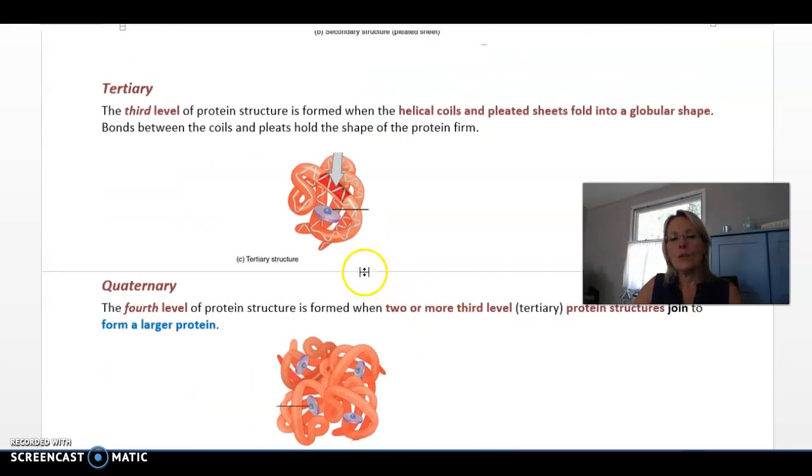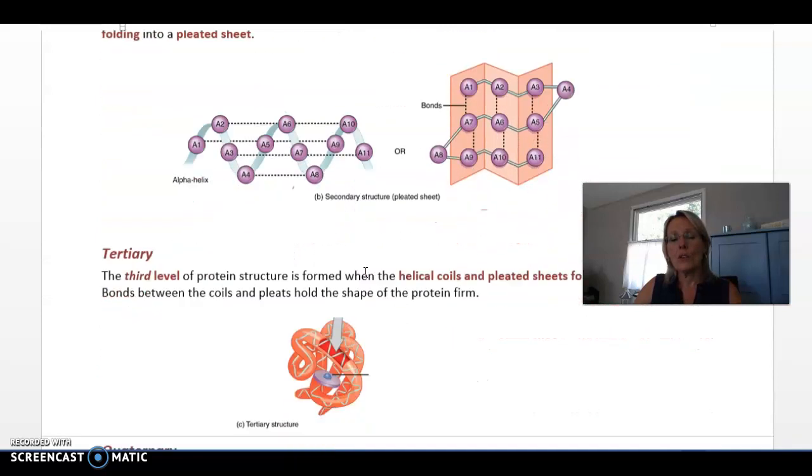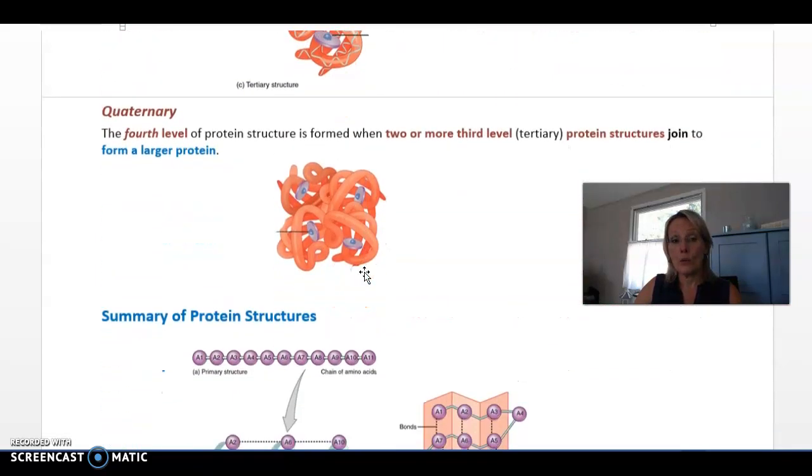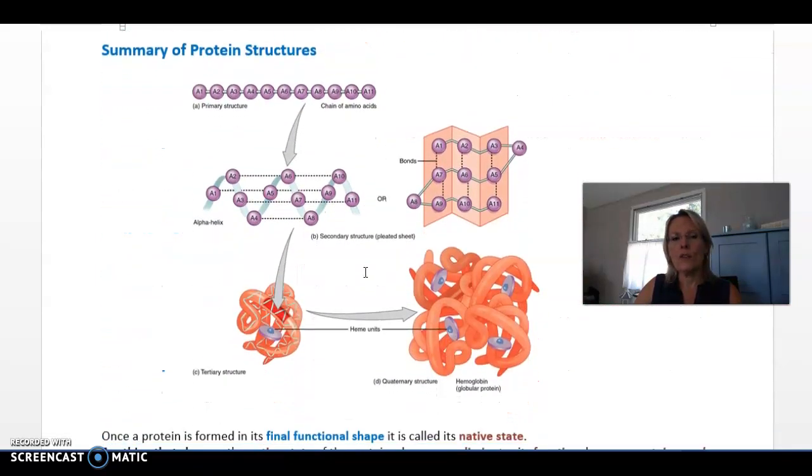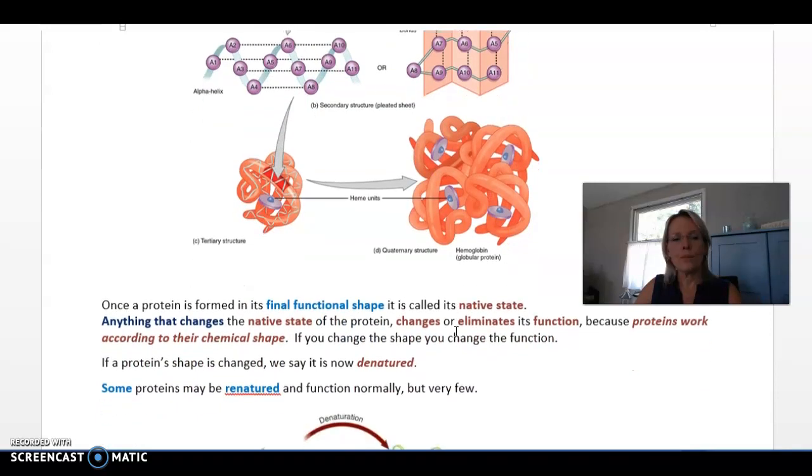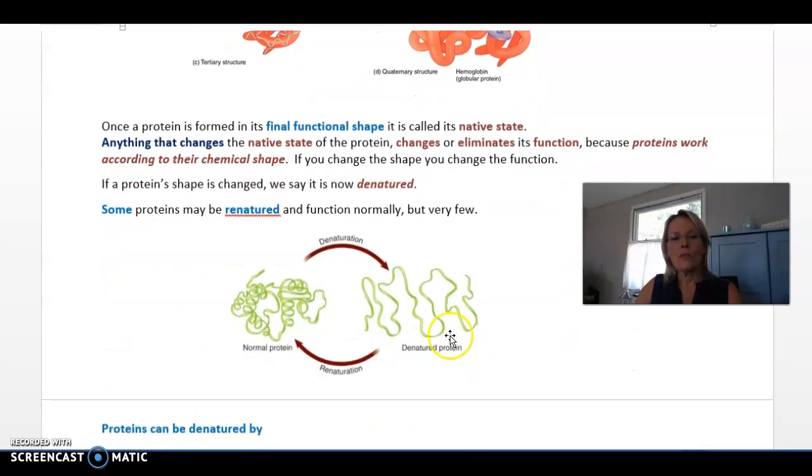So those are the 4 levels of protein structure, and you really need to make sure you know those, all right? This kind of gives you a summary of how this all works. There is the primary structure, the secondary structures, and then these will fold again. You can see the helical shape here folding, and then a number of these join together to form the quaternary structure.